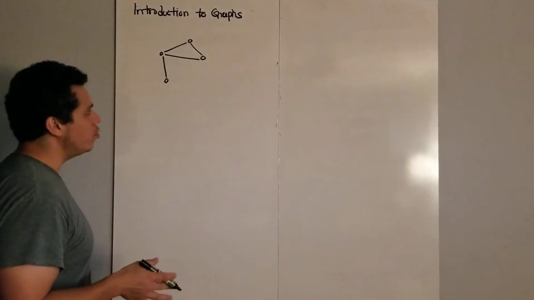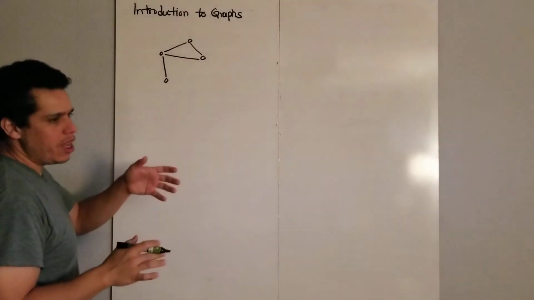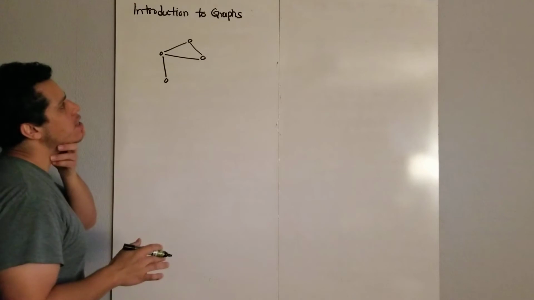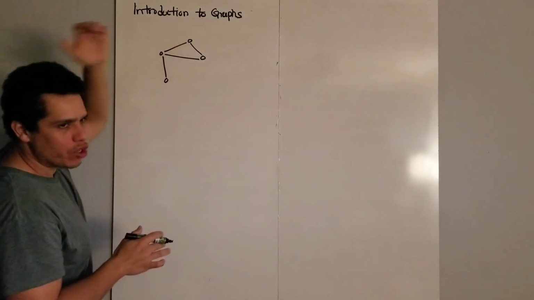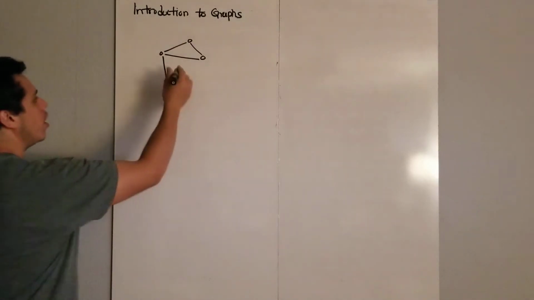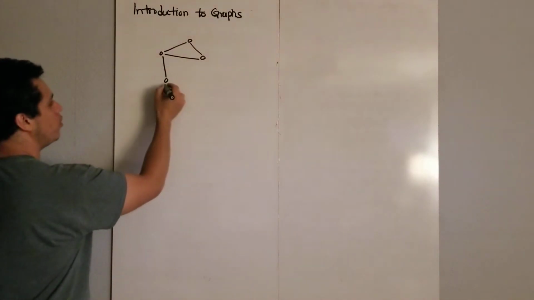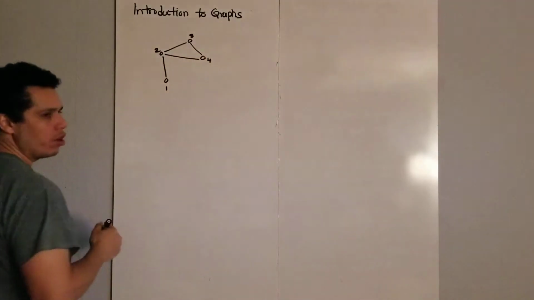And to do so, well, we can take the picture itself, but really what matters in this case is how the dots are connected to each other. And why don't I do the following? I'm just going to label them. So I label this as 1, 2, 3, and 4.